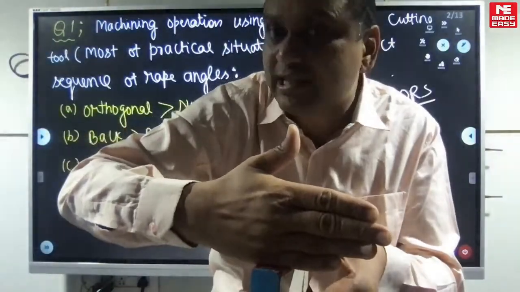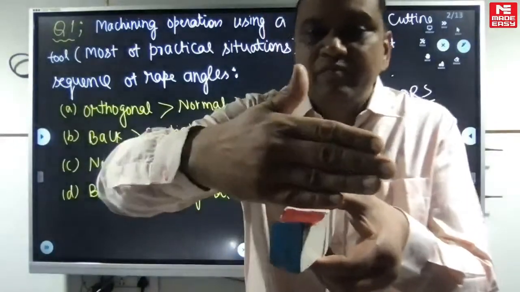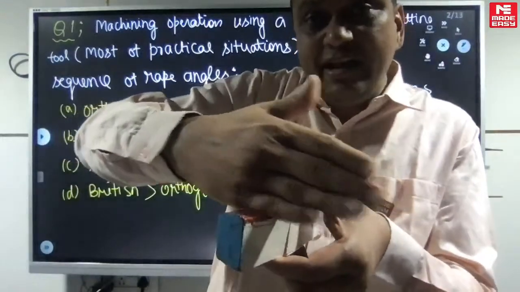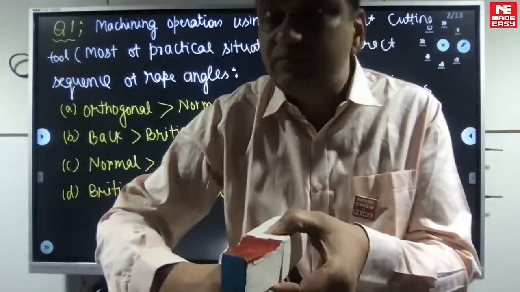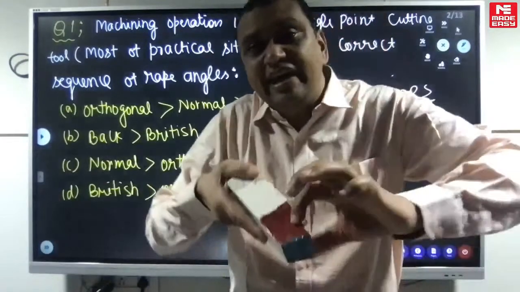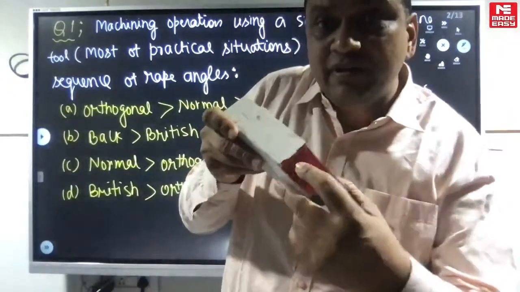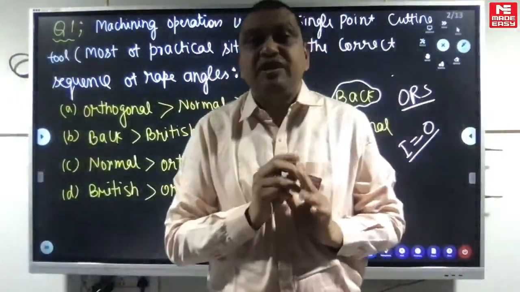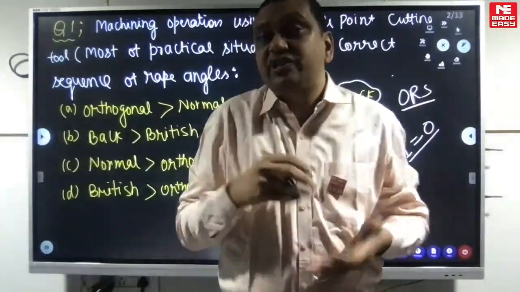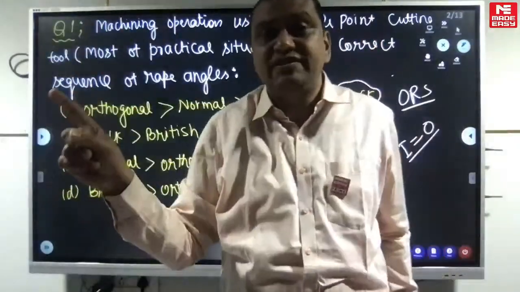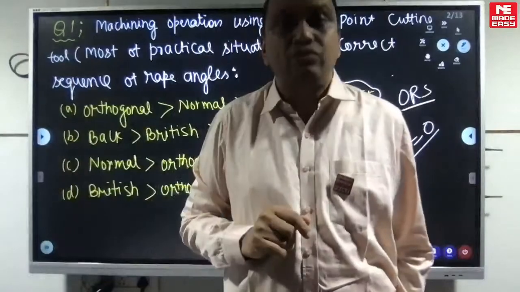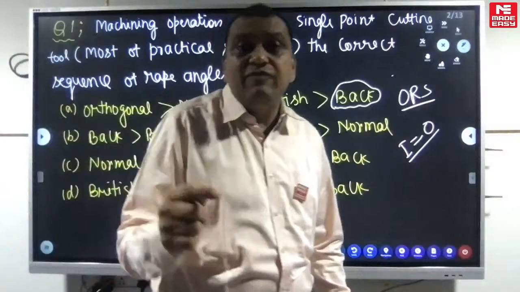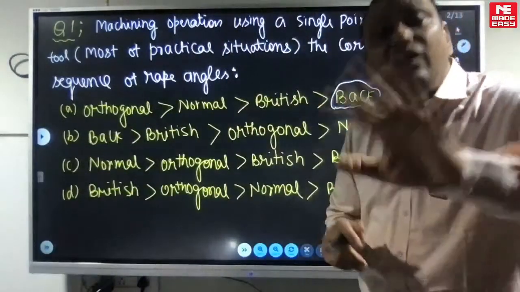I have dictated this in the class also. But here in the normal rake, you have to draw normal to the cutting edge in this direction, and it may not be perpendicular to the base plane. The angle between that line and the rake face is called the normal rake. But for our competitive examination, if I want to use Merchant's hypothesis, both the angles are the same because i will be zero. Okay? Generally, the normal rake will be slightly less than the orthogonal rake in all practical purposes.